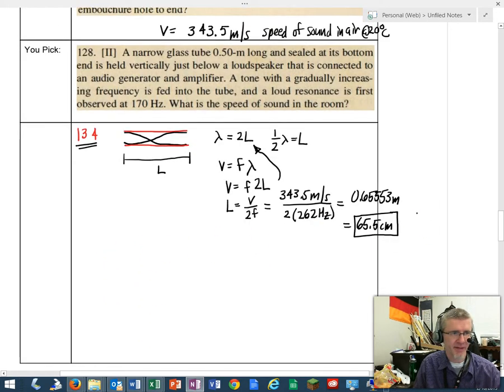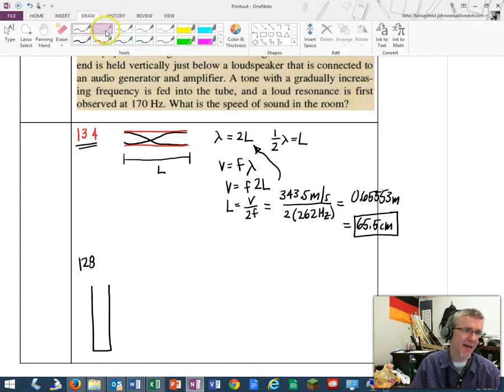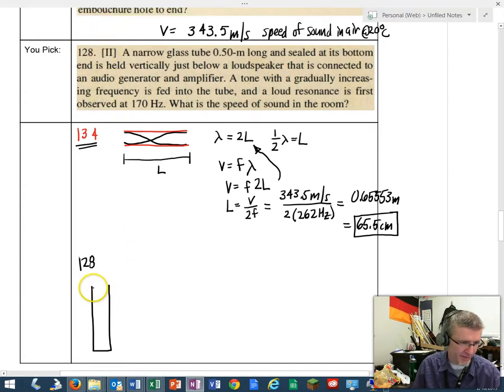Let me scroll down a little bit. There we go. A narrow glass tube, question 128, is held below a loudspeaker and it's 0.5 meters long. Sealed at the bottom means we draw it like this. The sound, or the pressure distribution in a closed tube, there's kind of very high pressure at the bottom, and there's zero pressure at the top.